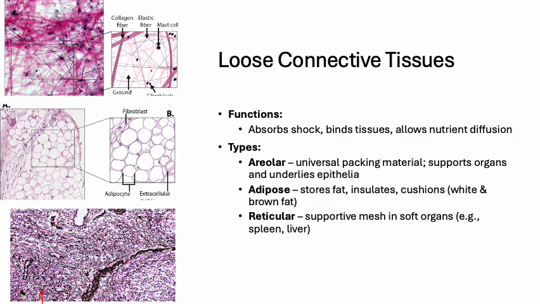Loose connective tissues are characterized by relatively few fibers and abundant ground substance, giving them flexibility and cushioning ability. They function to absorb shock, bind tissues together, and allow diffusion of nutrients and waste. Areolar tissue acts as a universal packing material and underlies most epithelial tissues. Adipose tissue stores fat, provides insulation, and cushions organs, while reticular tissue forms a supportive framework in soft organs like the spleen and liver. These tissues may appear loosely organized, but they are essential for maintaining structure and metabolic support throughout the body.